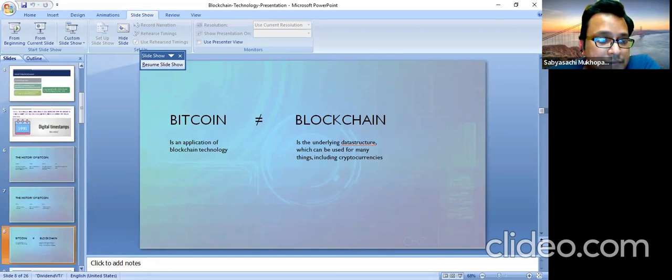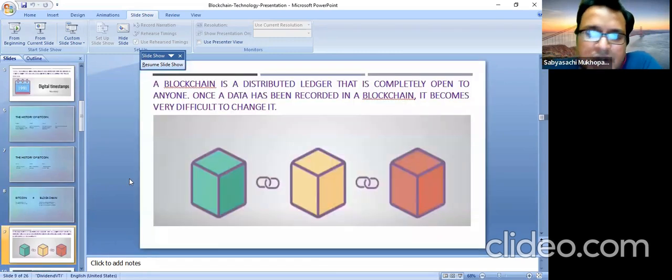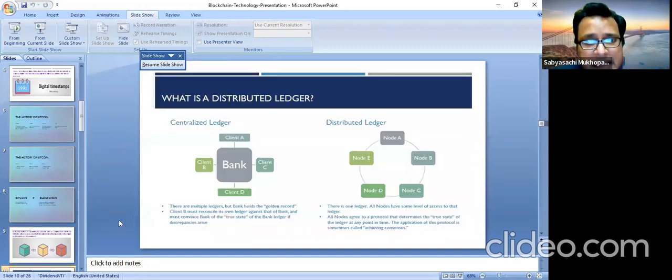Now let us proceed to the next portion. Now let us try to understand the angle of the blockchain. Blockchain is all about the distributed ledger, which can be accessed by anyone associated with it. Once the data has been recorded in the blockchain, it becomes very, very difficult to erase that data. Now, one common question which comes up in our mind related to the distributed ledger is: what is the difference between a centralized ledger and a distributed ledger?